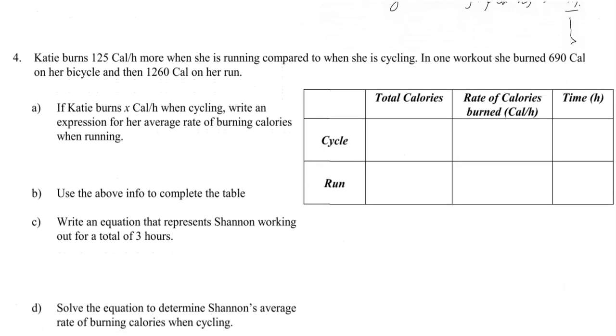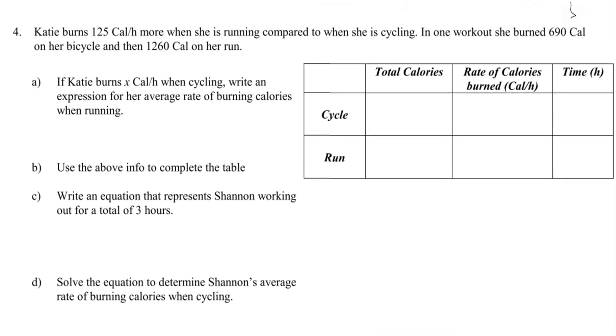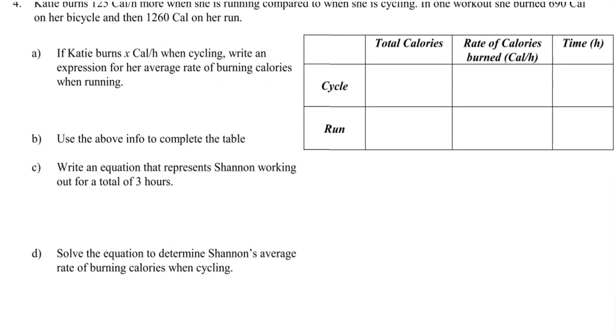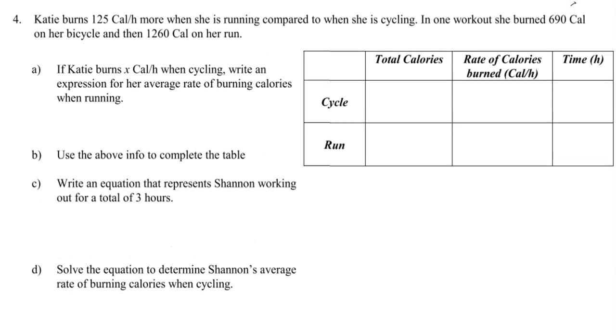Katie Burns. No, not her name. That's what she's doing. Katie burns 125 calories per hour more when she is running compared to when she is cycling. In one workout, she burned 690 calories on her bicycle. All right, so I think I can put 690 there. And then 1,260 on her run.